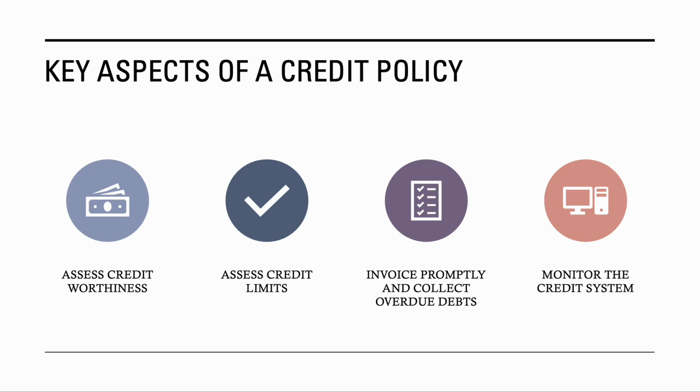And thirdly, the third key aspect is the invoice. The invoices have to be sent out promptly, and the overdues have to be collected, because that's really important for the financial health of the organization. And lastly, it is really important to review the credit system and the credit policy. So these are the four key pillars of a company's credit policy.